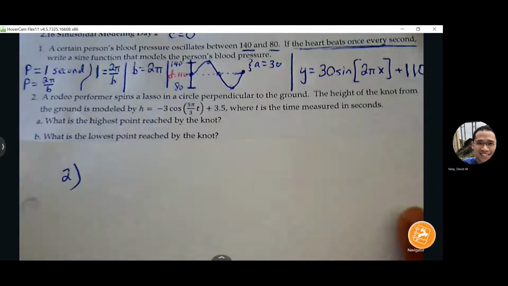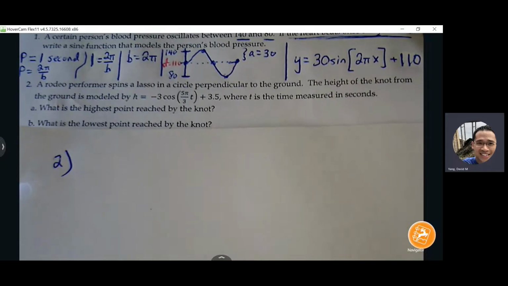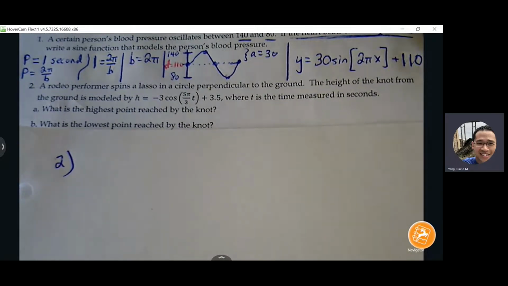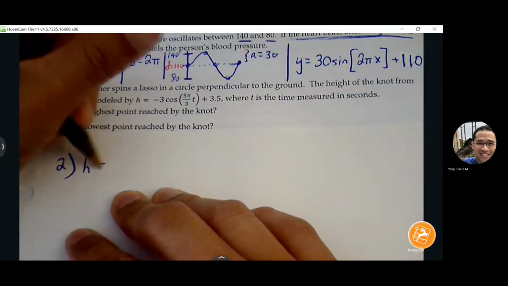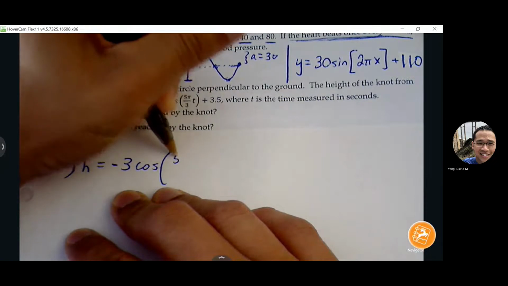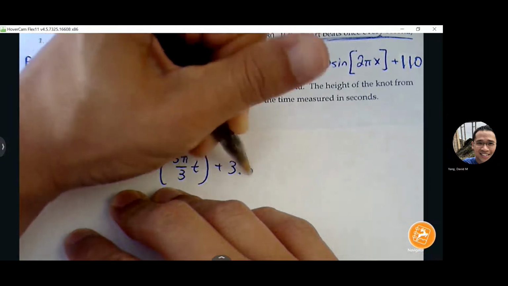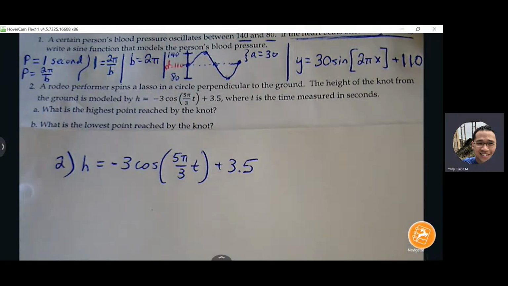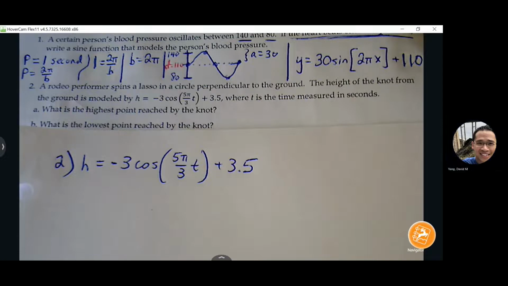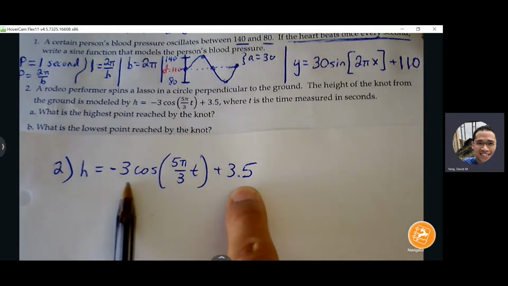A rodeo performer spins a lasso in a circle perpendicular to the ground. The height of the knot from the ground is modeled by h, where t is the time measured in seconds. What is the highest point reached by the knot? What is the lowest point reached by the knot? So all we need is to look at the A and the D value, right?